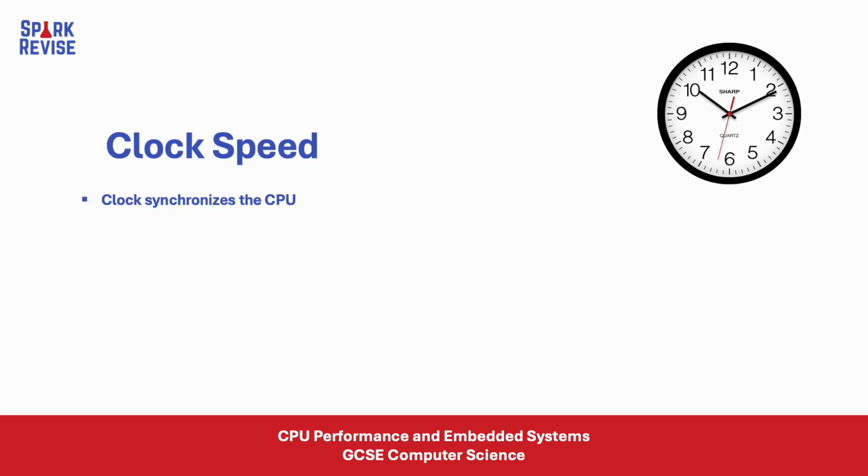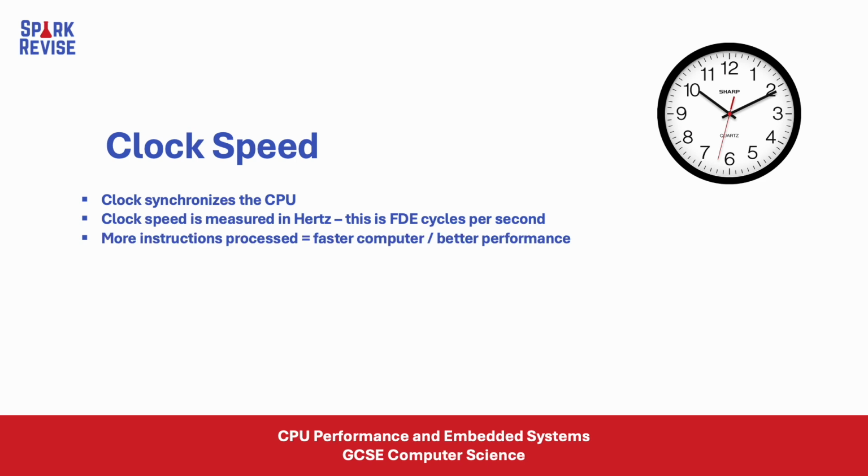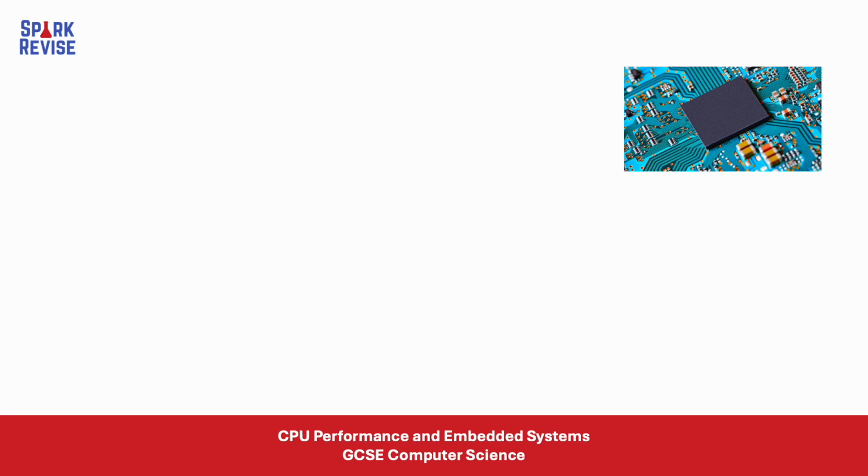Clock speed. Every CPU has an internal clock which synchronizes the computer's components. The clock sends out regular pulse signals to make sure everything stays in sync. It's measured in hertz, which is the number of fetch decode execute cycles per second. The higher the clock speed, the more instructions processed, so the faster the computer and the better the performance. So higher clock speed, better performance, because you're processing more instructions per second. That is it. It's nice and simple.